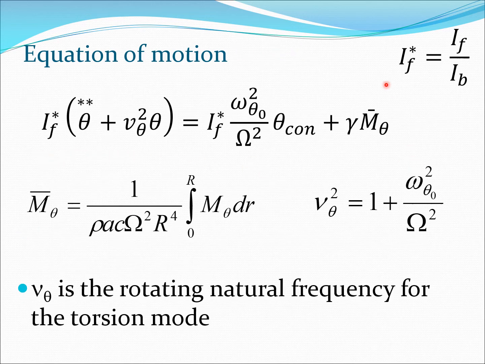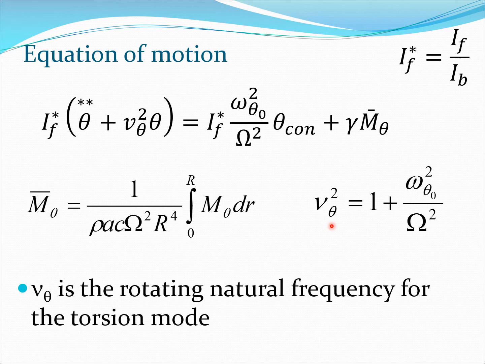So if we do that, we get this equation here where we define IF star as IF by IB. So remember, IB is the inertia in the flapping direction. And so now we clearly have the forcing term written like this, and we have nu theta square is 1 plus this term being the term which contains the natural frequency in torsion.